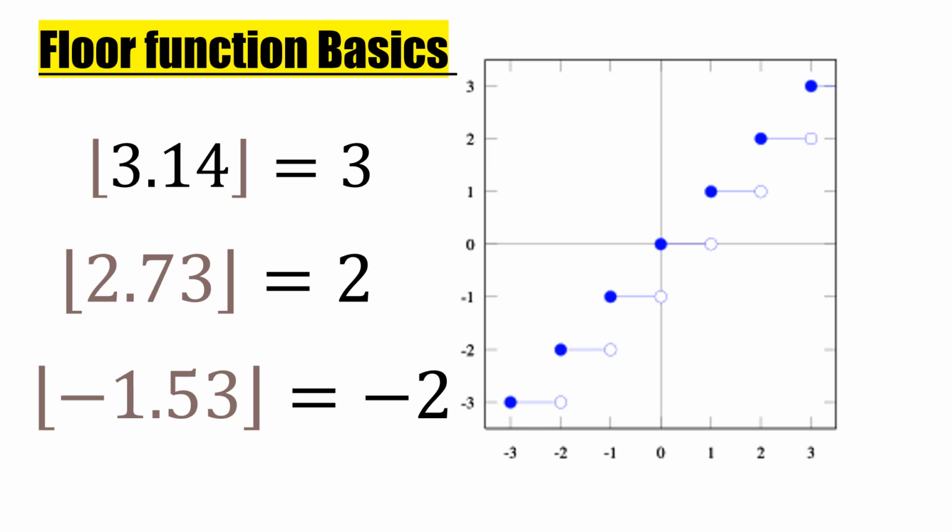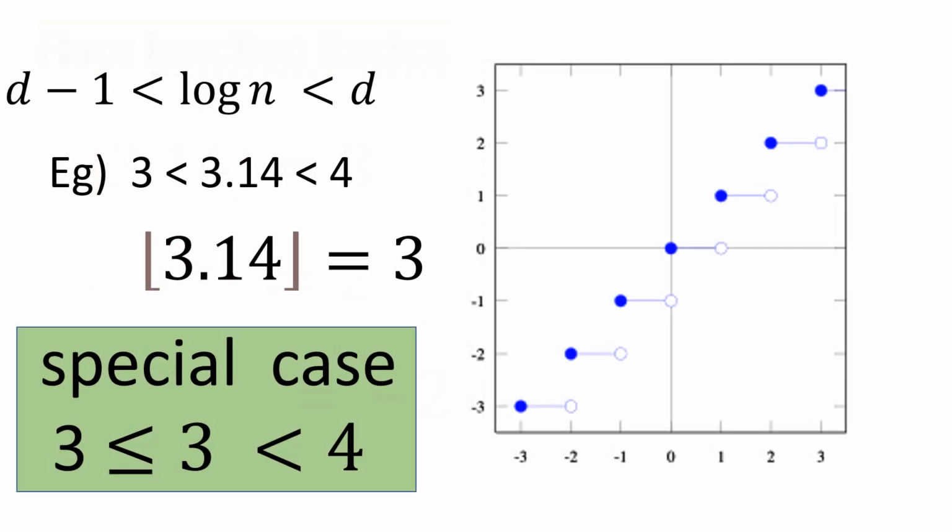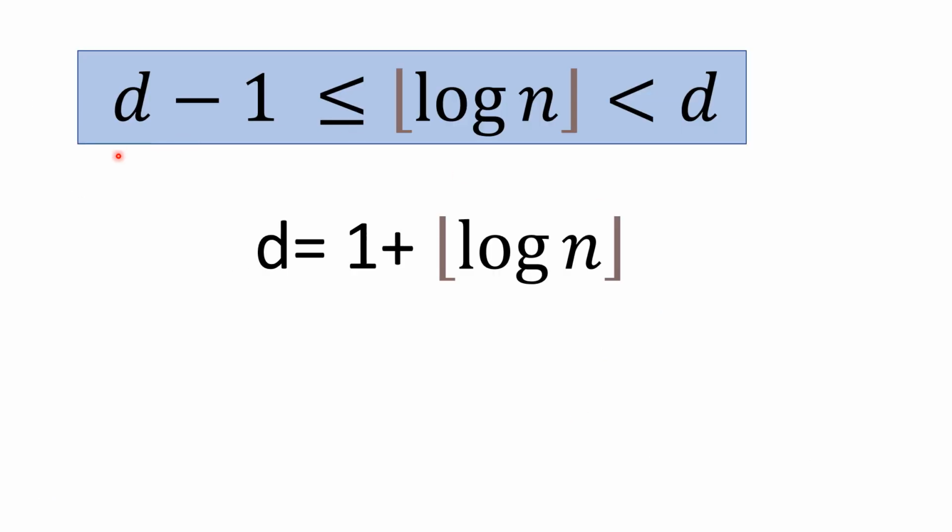Now here's where it connects back. We said d minus 1 is less than log n, which is less than d. Take, for example, 3 is less than 3.14, which is less than 4. The floor of 3.14 equals 3. But there is a special case to watch. If log n is exactly an integer, we need to include the equals sign. So more precisely, d minus 1 is less than or equal to the floor of log n, which is less than d. From this, we can now derive the formula for the number of digits.